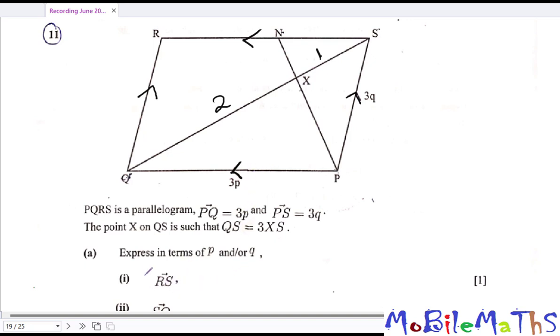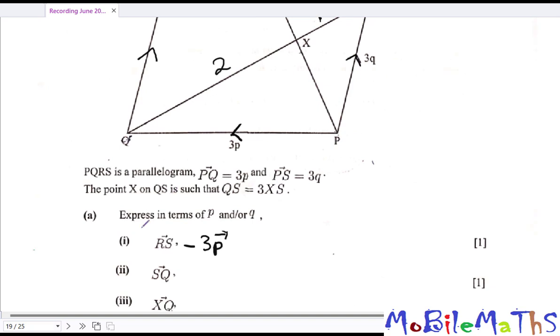Okay, now let's answer the questions. The first one is saying express in terms of P and Q RS. RS means we are moving from R to S. We are opposing the direction of our parallelogram. So it means our RS using PQ is going to be negative 3P. Okay, 1 mark.